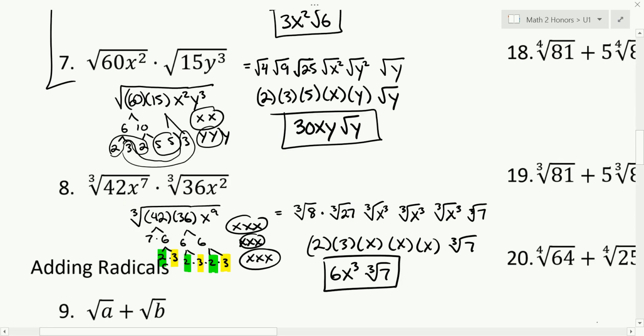Cube root 7. Okay. How do we do? Okay. Any questions?